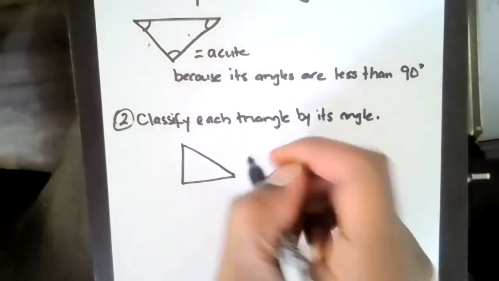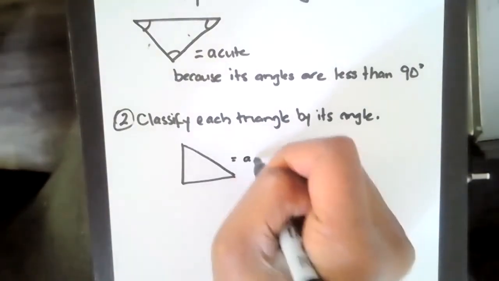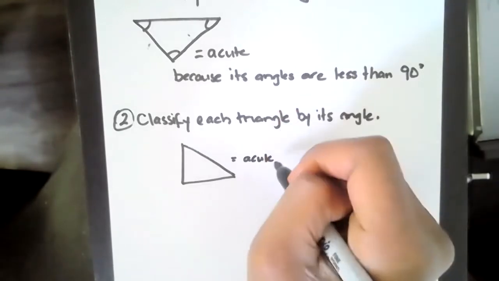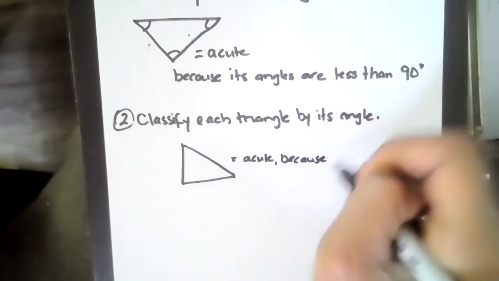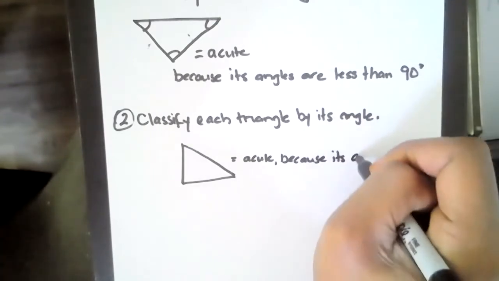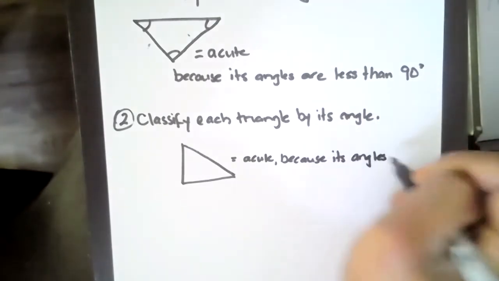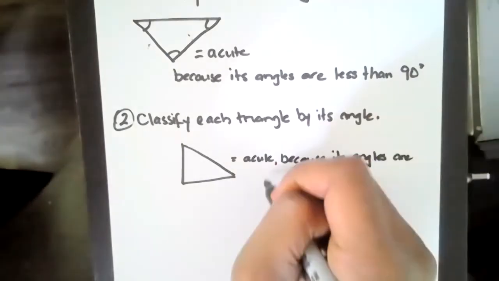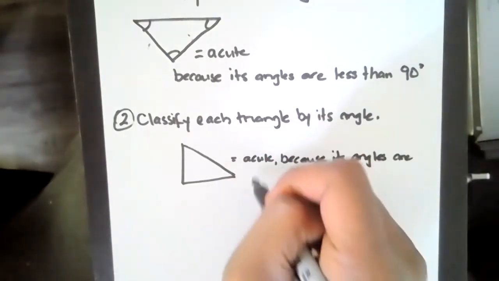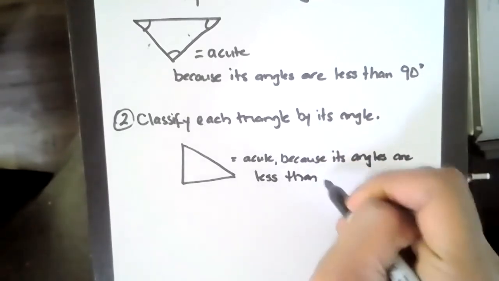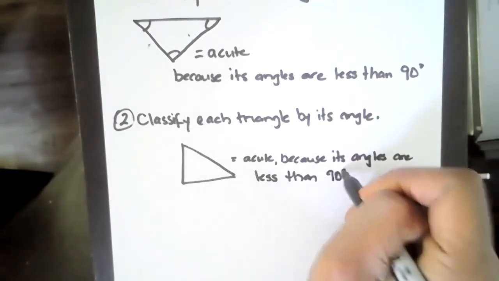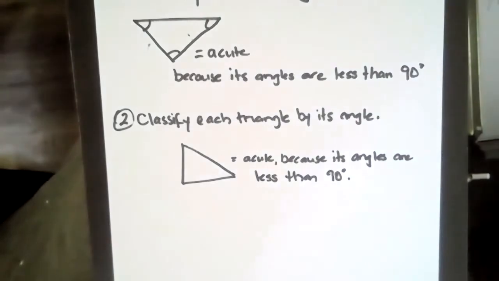All right. Again, it would be an acute triangle because its angles are less than 90 degrees. All right.